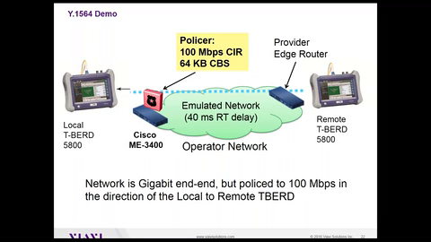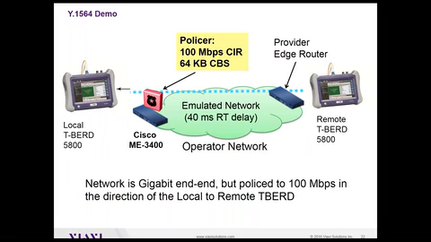Okay, so with the first demo, we have a T-Bird on the left, which we call the local T-Bird, and on the right-hand side, the remote T-Bird 5800. We've got a network comprised of Cisco 3400 Metro Ethernet gear switches, and you'll see at the top that we have 100 megabits per second CIR and a 64 kilobyte committed burst size.